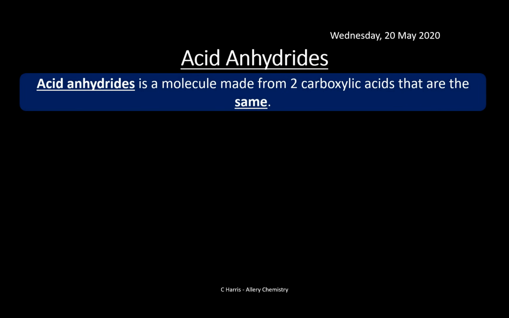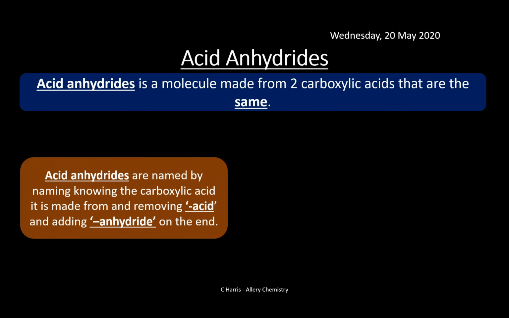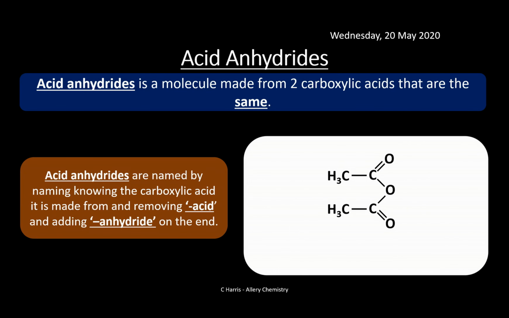So anhydrides, just to go through what an anhydride is first, anhydrides are made from 2 carboxylic acids that are the same. Okay, these are the only ones that you need to know for AQA. So acid anhydrides are named by knowing the carboxylic acid they're made from, removing acid at the end and adding anhydride to the end. Okay, so we'll remove the acid bit and put anhydride. So here's an example here.